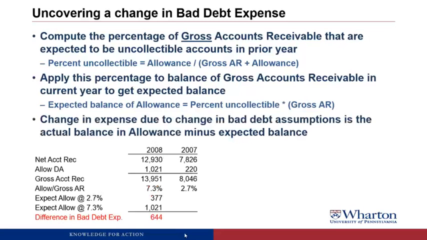Then as a final step, we just take the difference between those two, and it tells us how much bad debt expense increased solely due to increasing the percent of uncollectibles. So by increasing our assumption of uncollectible percent from 2.7 to 7.3, it added 644 to the bad debt expense. Now notice the allowance total went up by 800. So a lot of the increase in the allowance was not due to the growth in accounts receivable, but rather due to this increased assumption for the percent of uncollectibles.